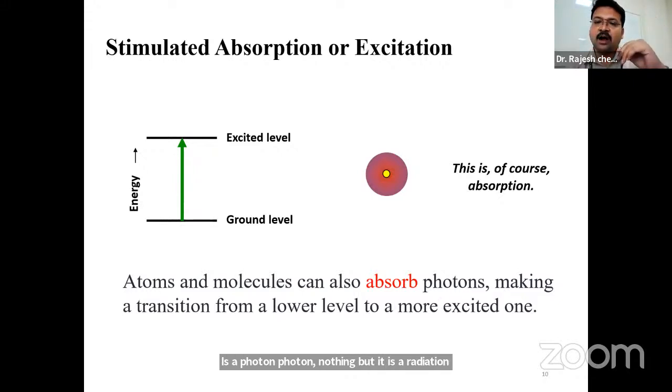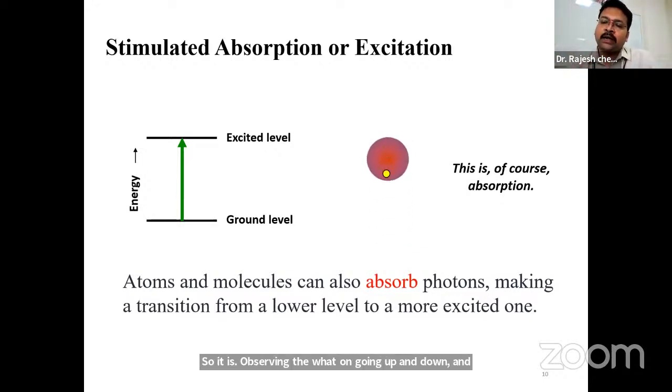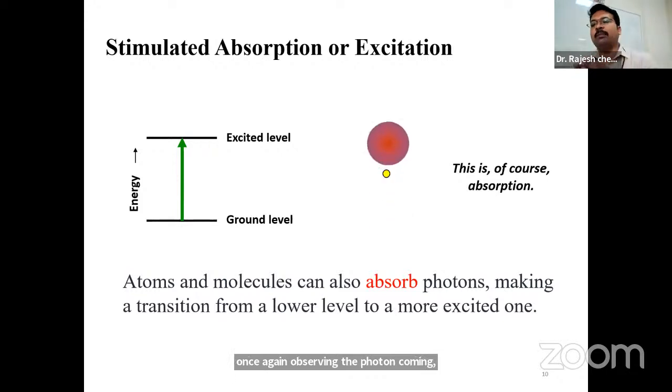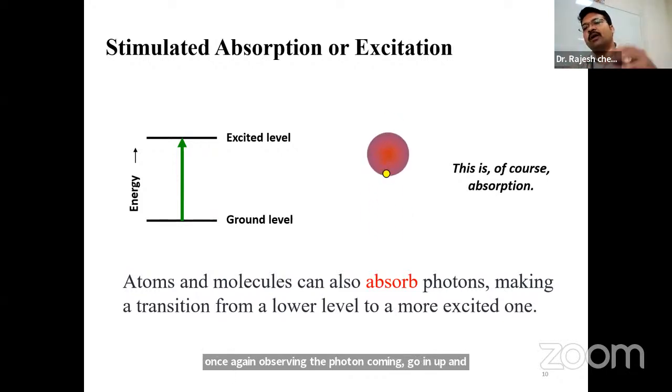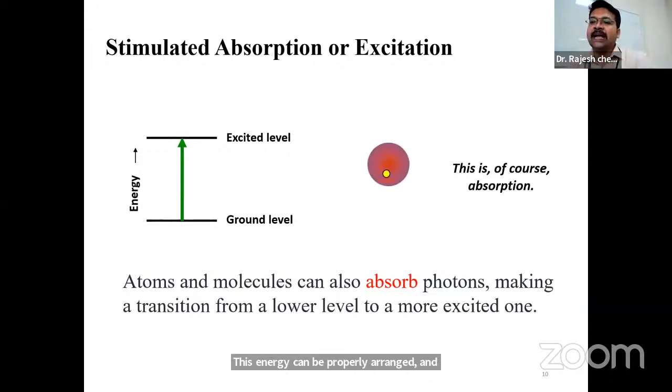So now we can see how it is happening. Now I am giving the photon energy. My electron is moving from the ground level to the excited level continuously. So it is absorbing the photon, going up and down, and once again absorbing the photon coming in, going up and down. So what will happen? This energy can be properly arranged and it will do the lasing action with respect to the photons.